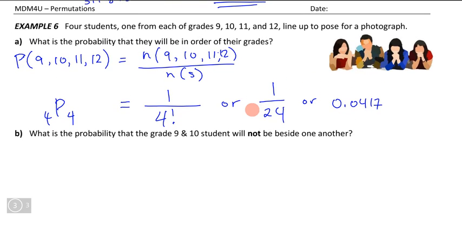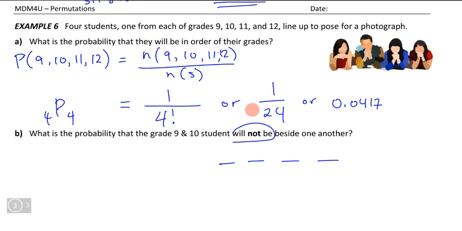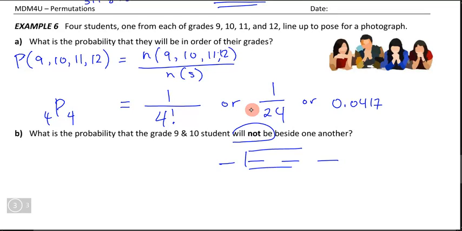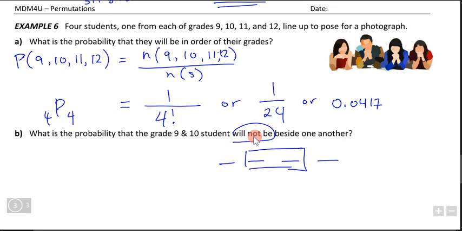Part B, what is the probability that the grade 9 and 10 student will not be beside one another? So when it comes to these kinds of restrictions, it's helpful to draw a picture. So here are the 4 students. We do not want the grade 9 and 10 student to be beside each other. Well, maybe because they hate each other or something. Who knows? So this is the situation where you're going to use a kind of indirect method. I'm going to find the number of ways you can put them together, the 2 factorial ways to put them together. If treated as one unit, then there are a total of 3 factorial ways to arrange your 3 units, the first unit, second unit, and the third unit.